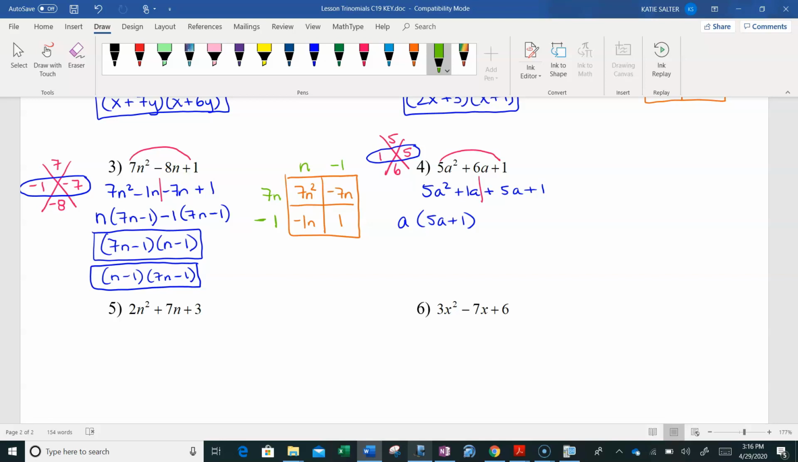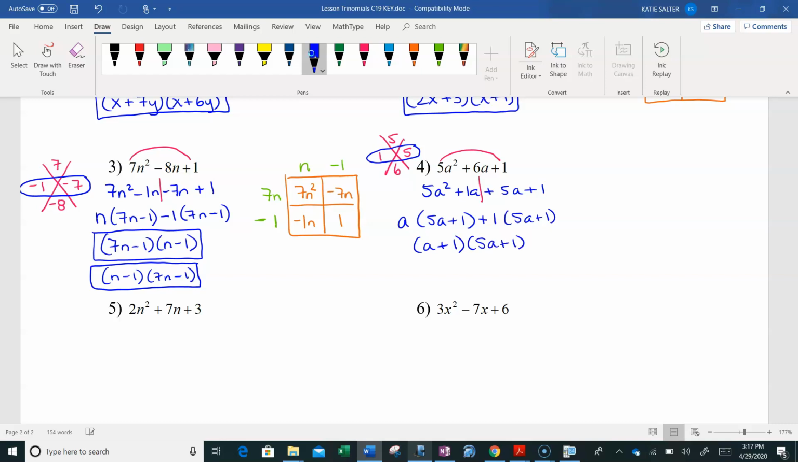Coming over to this next problem, I didn't quite finish it because I wanted to point something out. One of the struggles students have is they see this and they don't think there's anything in common. 5a plus 1. Oh, well, it's not divisible by anything. Yes, it is. It's always divisible by 1. If nothing's in common, they have 1 in common. Because that first term's positive, we'd put positive 1 right here. And then that would be 5a plus 1. So our factors would be a plus 1 and 5a plus 1.